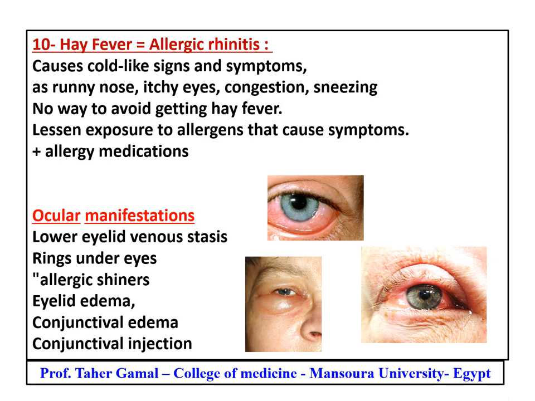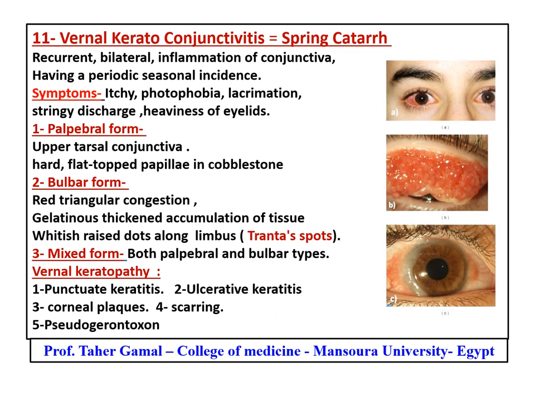conjunctival edema, and conjunctival injection. The 11th disease in this first group is vernal keratoconjunctivitis, called spring catarrh. Recurrent bilateral inflammation of the conjunctiva having a periodic seasonal incidence. Symptoms: itching, photophobia, lacrimation, stringy discharge, heaviness of the eyelids. Forms: palpebral form, bulbar form, and mixed form.